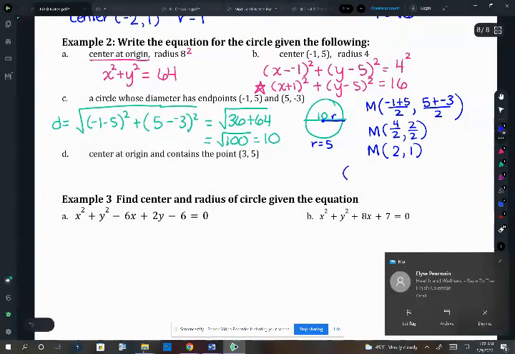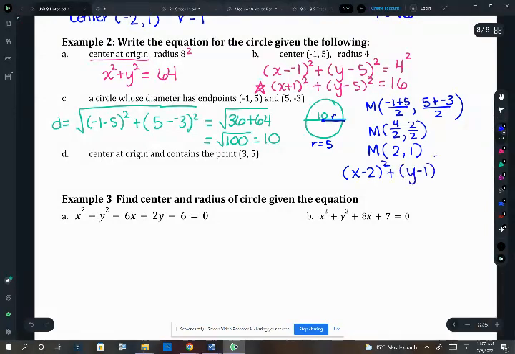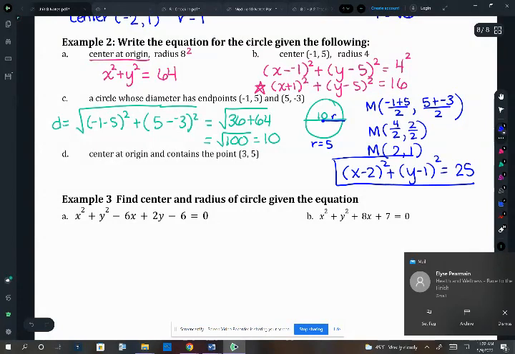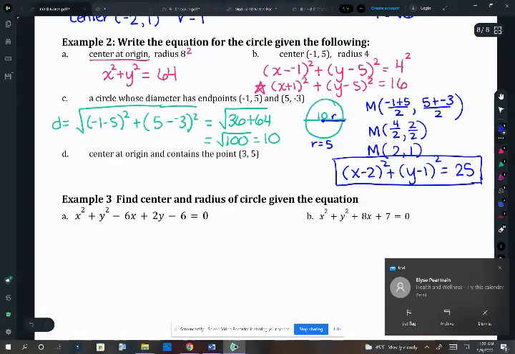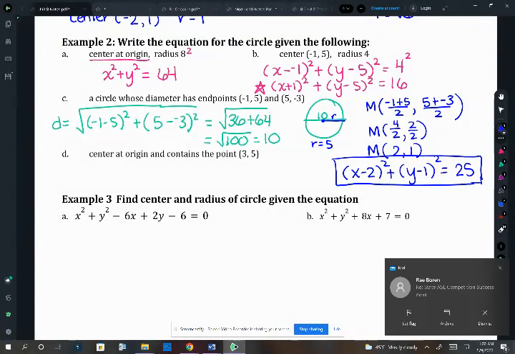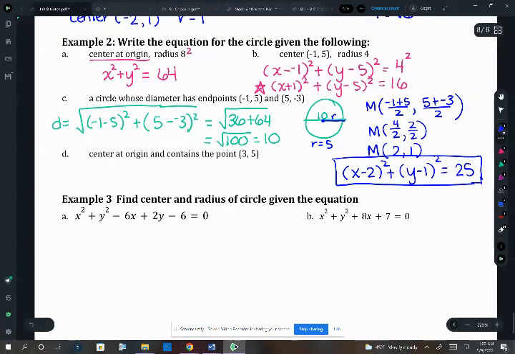And so you would have x minus 2 squared plus y minus 1 squared is equal to 5 squared, or 25. So that's one option, using those 2 formulas. And if you're comfortable using those formulas, that's great. There's nothing wrong with that. Another option is to draw that out in a coordinate plane and use the Pythagorean theorem.